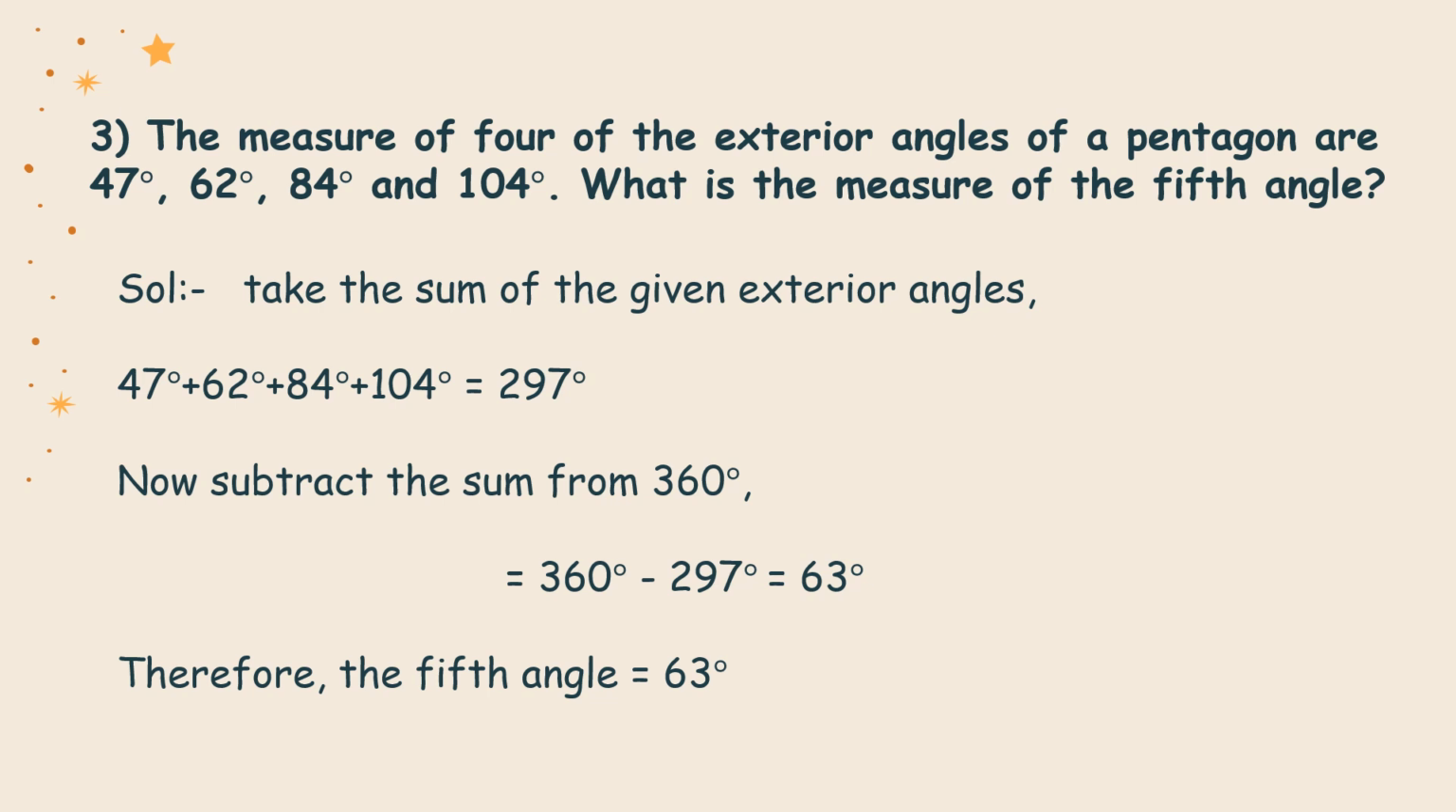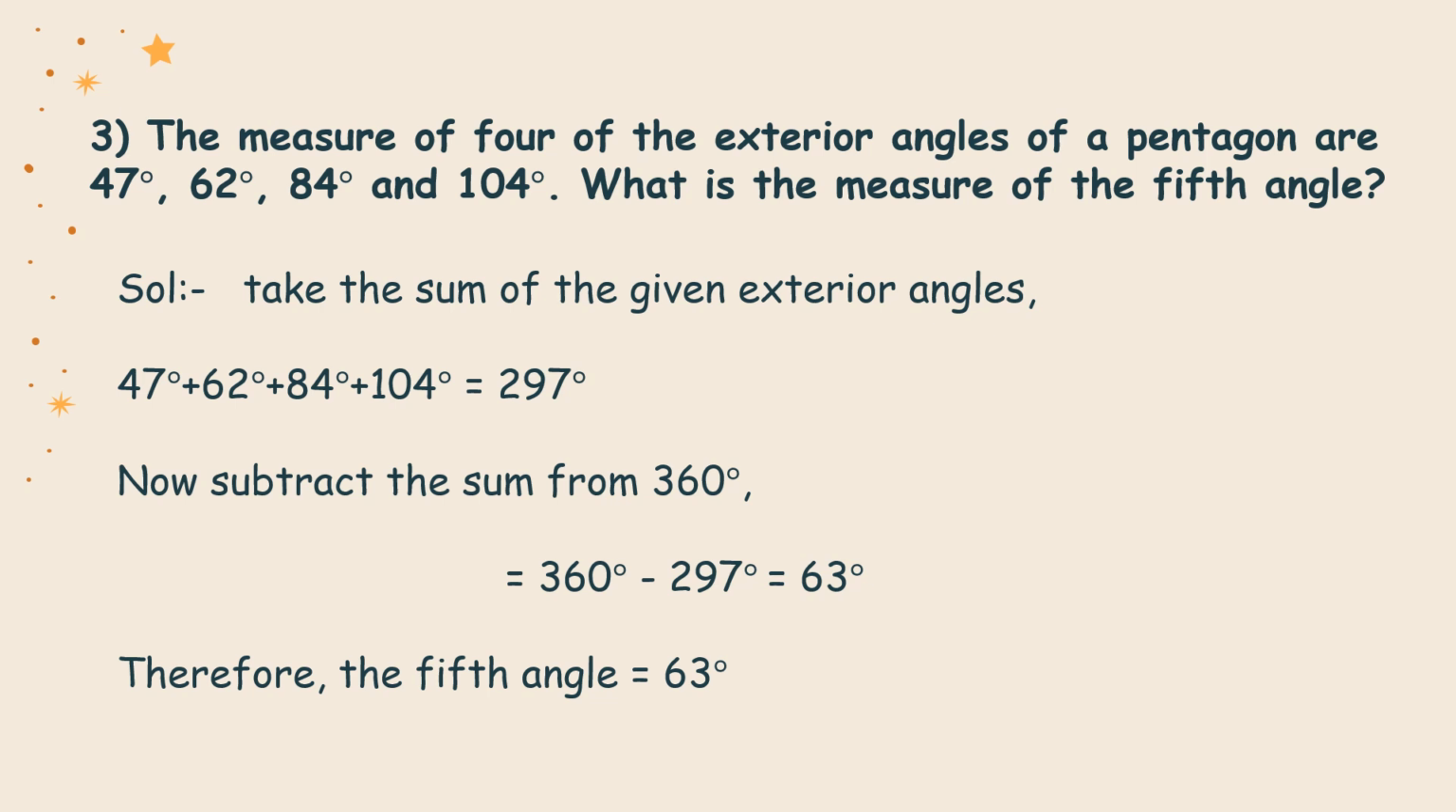What's the total? You know. What is the sum of the exterior angles of a polygon? 360 degrees. So 360 degrees, which is your total angle, minus the sum of the given angles in the question. 360 degrees minus 297 will give you your unknown angle, that is 63 degrees. So 63 degrees is your fifth angle.